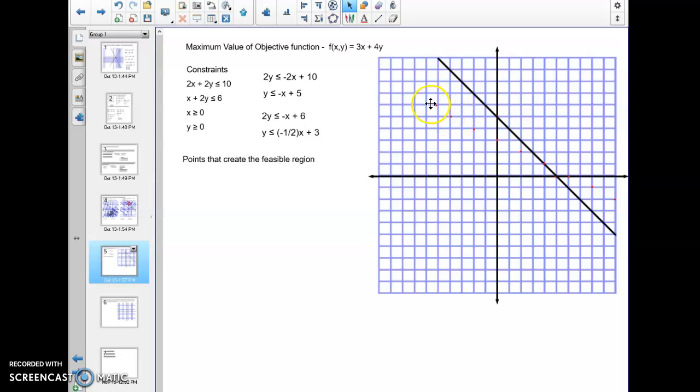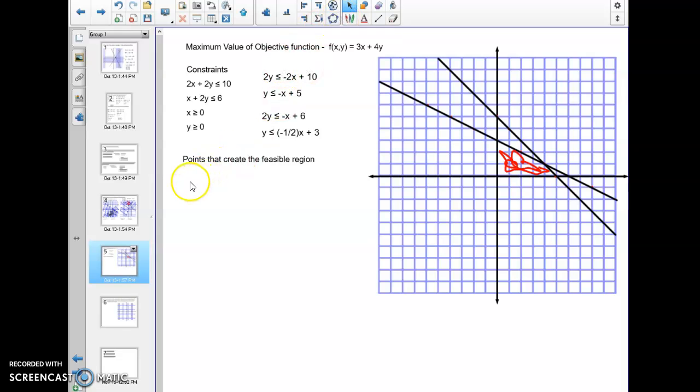There. Now when I draw this line, this is going to be my region. Okay, I've got to stay in the first quadrant, but 0, 0 makes these top two true, so I shade toward the 0, 0. Essentially, my region is right here. And there's 4 points that create that region.